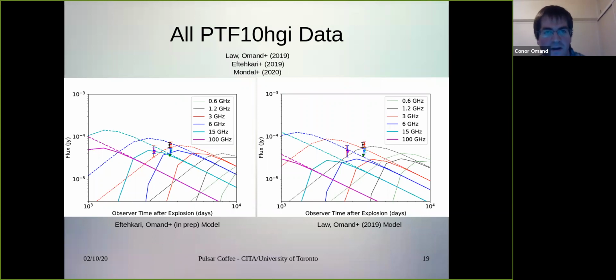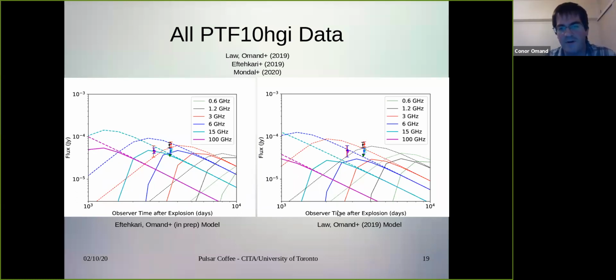So this is the original paper that I was talking about before, the Eftekhari paper, the original detection. And this is new data that just came out in August. They were able to detect it at 1.2, 3, 6, and 15 gigahertz, and it was still quite bright in all bands.